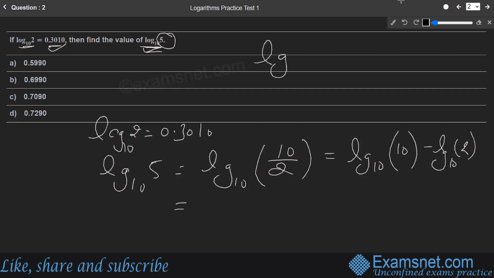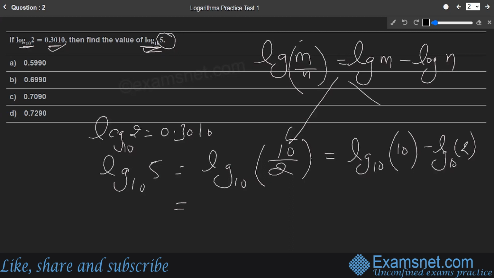What is that property? Log of m over n, over any base, is actually equal to log m minus log n. Log of m over n is always log m minus log n. So using the same thing, we applied it here. Log base 10 of 10 over 2 is nothing but log 10 minus log 2. This is what we have applied. Now the log base 10 of 10 value is always 1, minus log base 10 of 2.